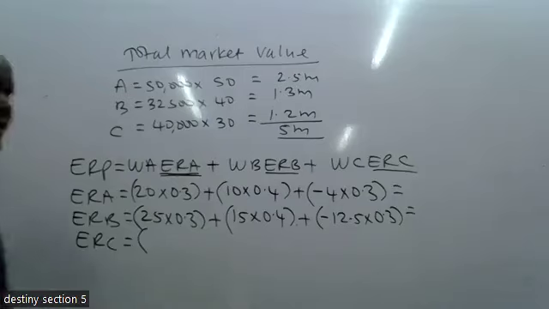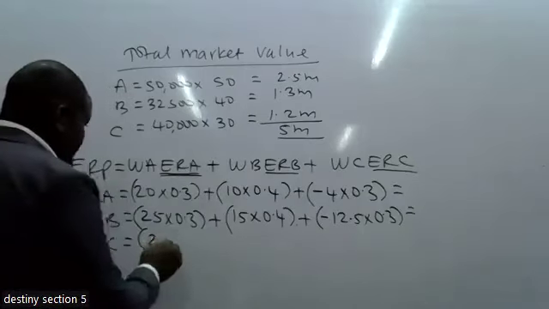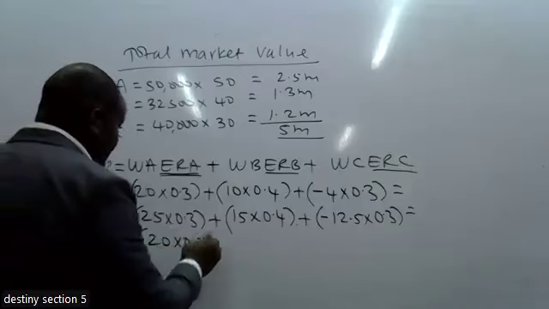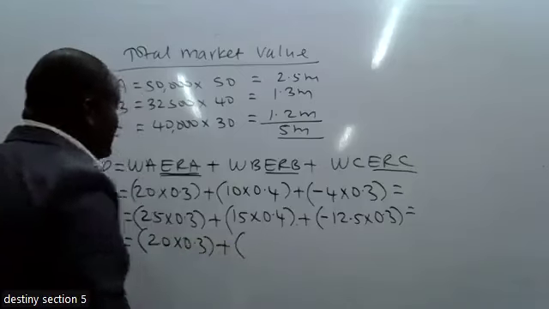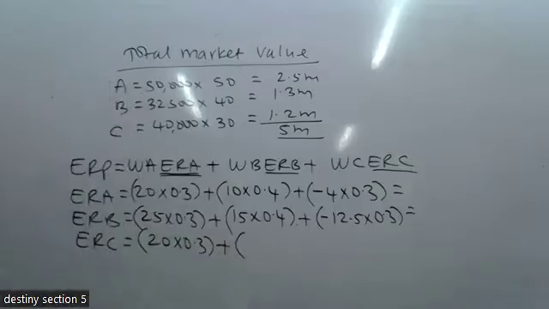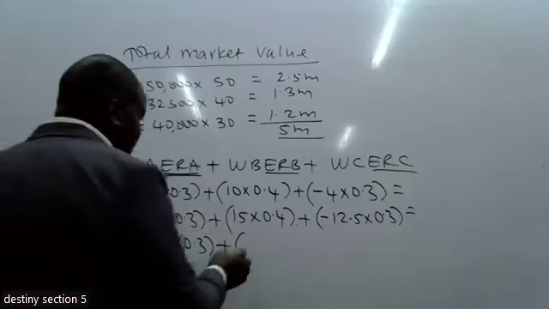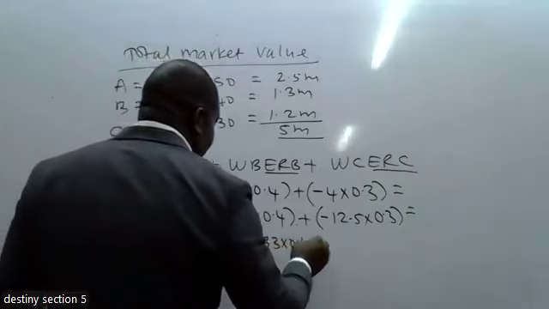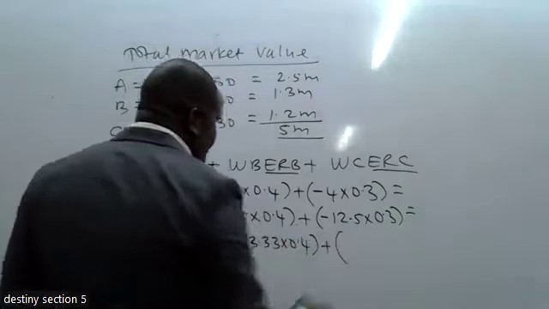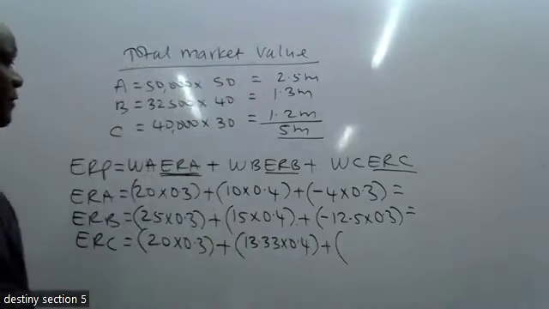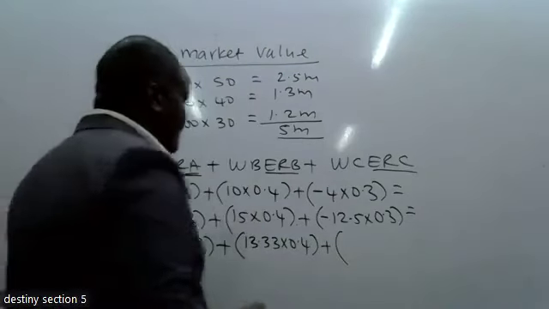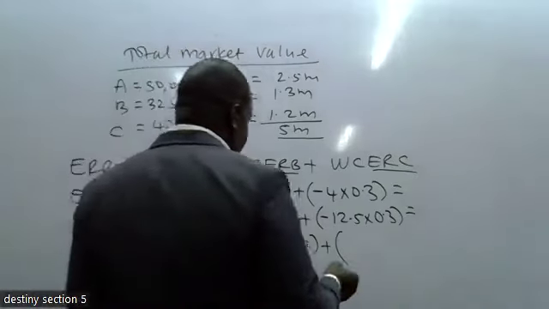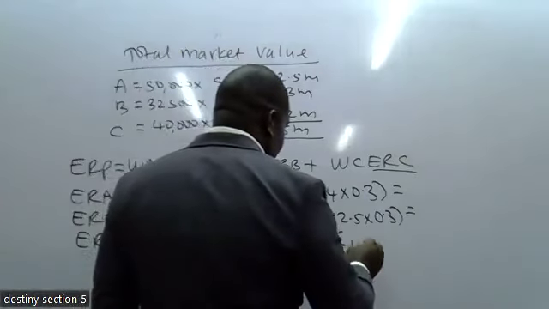10, 20. So 20 multiplied by 0.3. Then the next one was which here? 13. Finally, the last one, what is that? 7. That's it.